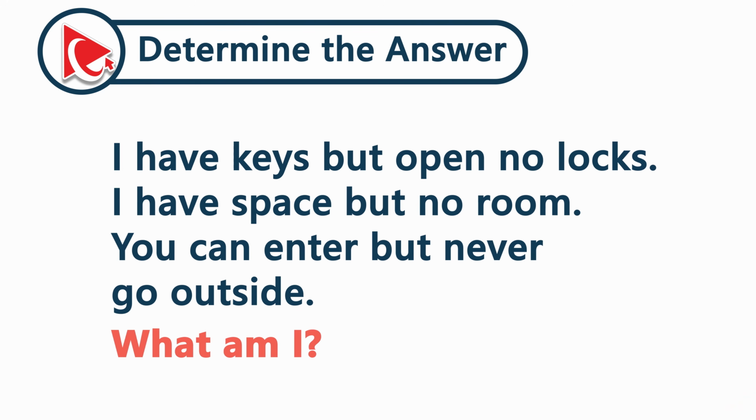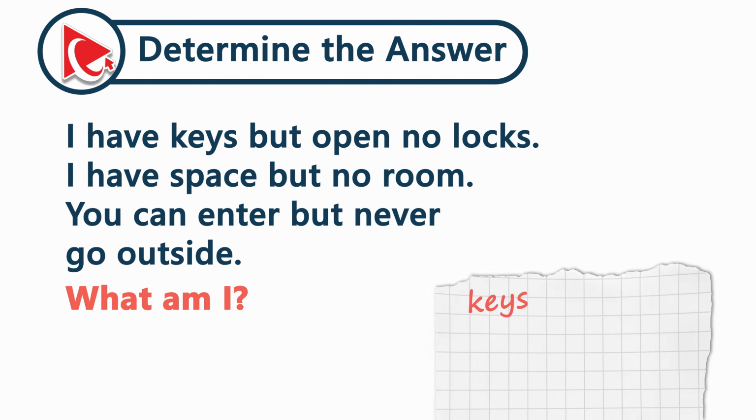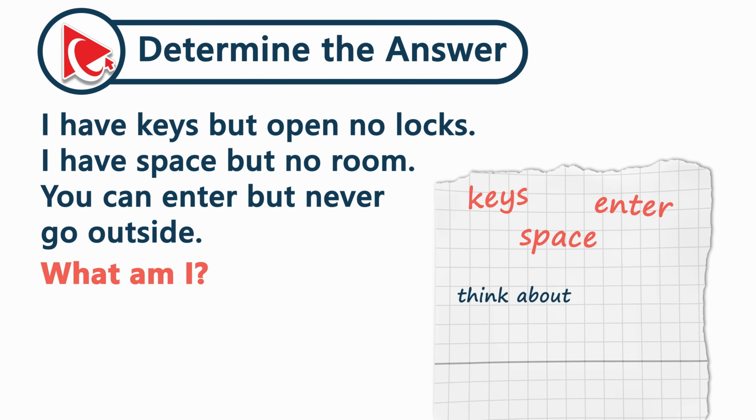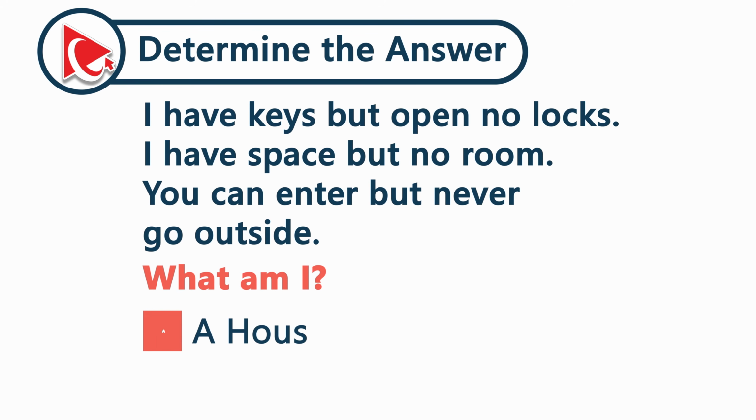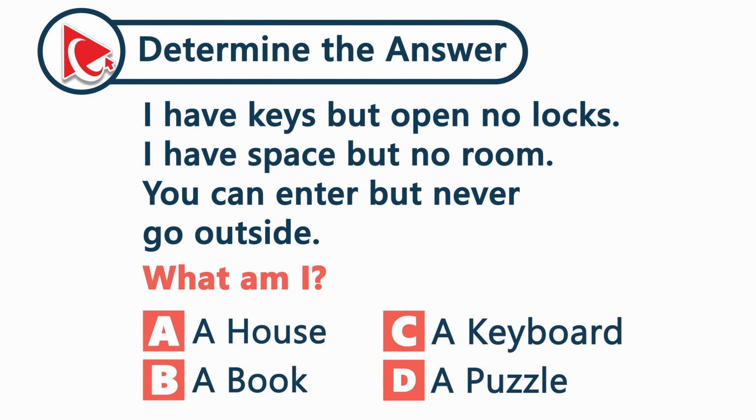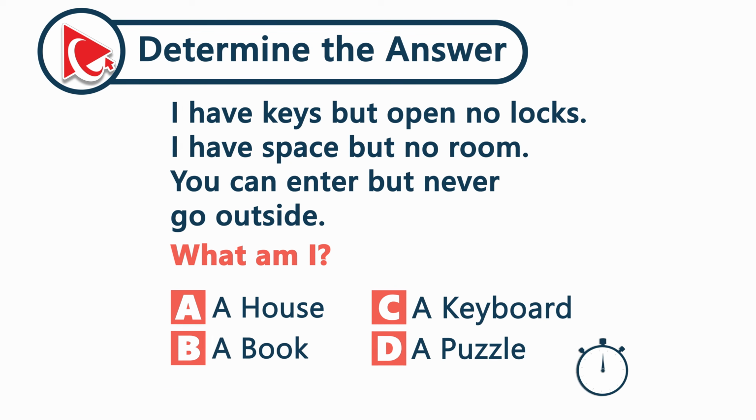What do you think? Each clue sounds familiar. Keys, space, enter. But think about how they might connect in a non-literal way. And you probably would like to see answer choices. Here they are. A, a house. B, a book. C, a keyboard. Or D, a puzzle. And now I'll set a timer for you to solve it on your own.